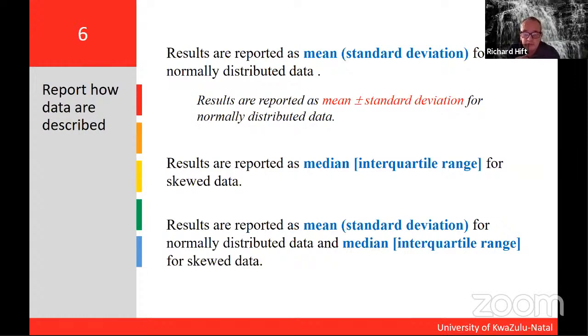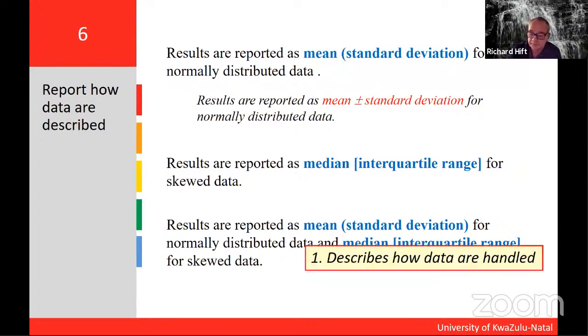Results are reported as mean, open parenthesis, standard deviation, close parenthesis, for normally distributed data, and median, open square bracket, interquartile range, close square bracket, for skewed data. Goes without saying, of course, that if you don't have any skewed data with medians and interquartile ranges, then you don't put that line in your methods. That should be fairly obvious, but often isn't.